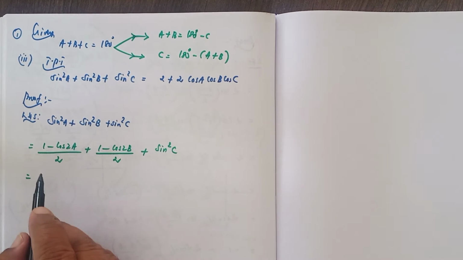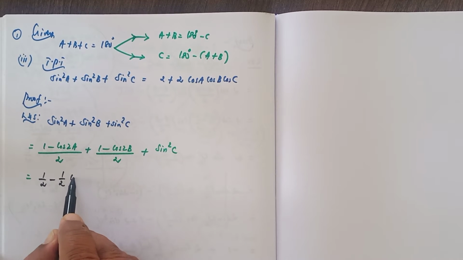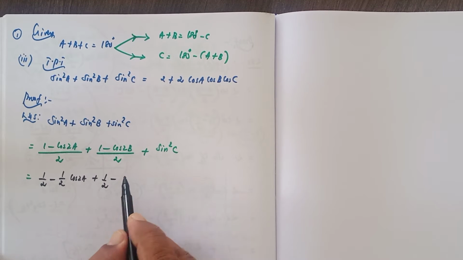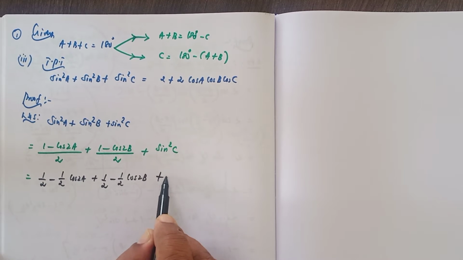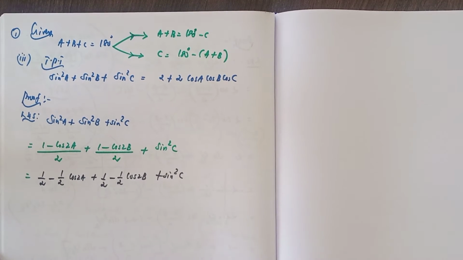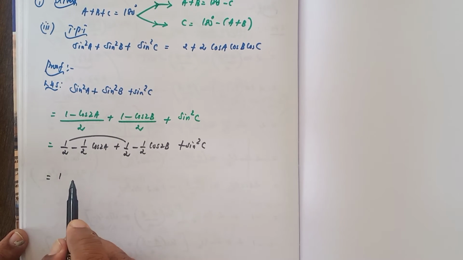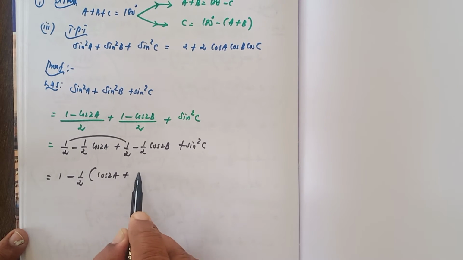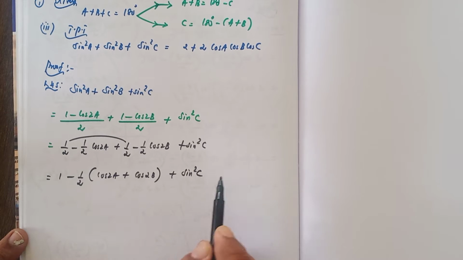That is equal to 1 by 2 minus cos 2A by 2, or half cos 2A, plus 1 by 2 minus cos 2B by 2, or half cos 2B, plus sin squared C as it is. Here half plus half together is 1. Here minus of cos 2A minus of cos 2B, take minus half as common. You will be getting cos 2A plus cos 2B, plus sin squared C as it is.